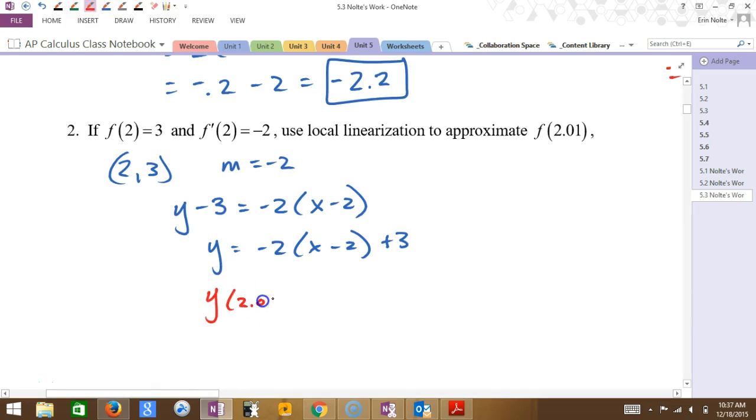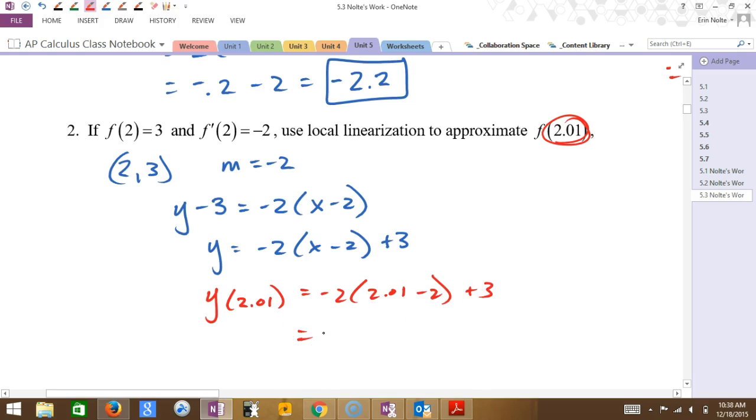All right, so my last step is just to plug 2.1 in. Notice, you guys, that the only way this works is if the value that you're trying to figure out is really close to an actual value on the function. So it has to be really close to the 2. So let's see, we got 2.01 minus 2 plus 3.